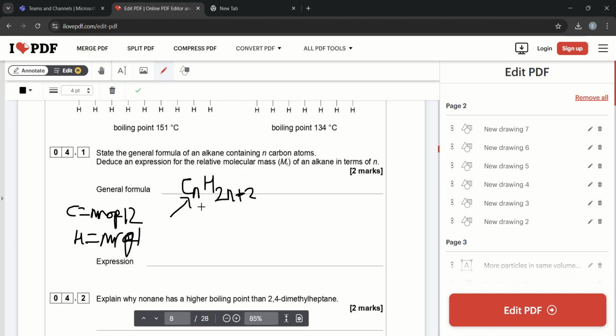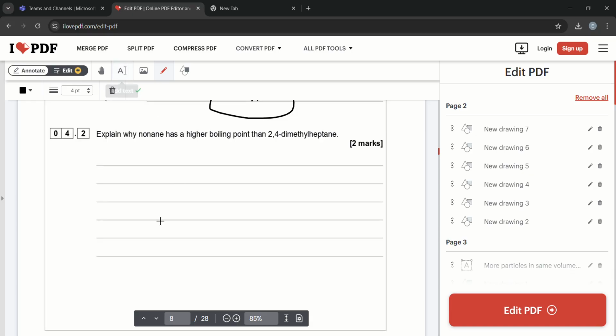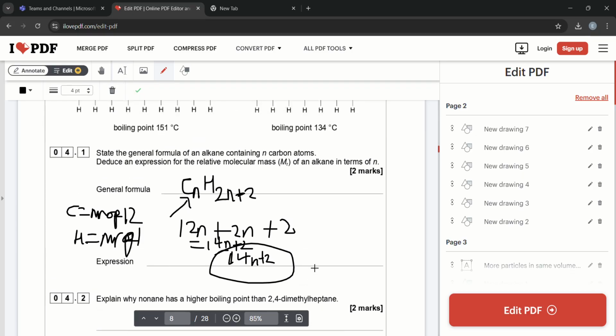If we treat this carbon as, the Mr of carbon is 12, so it's going to be 12N. Mr of hydrogen is 1, 1 times 2N is going to be 2N. And this plus 2 is the same. So that will be 14N plus 2, therefore that is the expression: 14N plus 2.